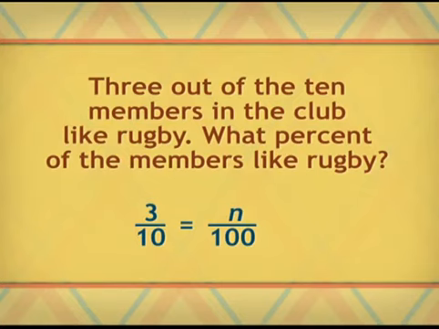So, what do we multiply 10 by to get 100? Multiply it by 10. So, what percent of the club members like rugby? It's 30%. But how do we figure that out? Well, if we multiply 10 by 10 to get 100, we have to also multiply 3 by 10, which is 30. And 30 out of 100 is 30%. So you see what we did there? When we set up the proportion, the second term had to be 100, because if we're going to look for a percent, we need to have a ratio that has 100 as the second term.